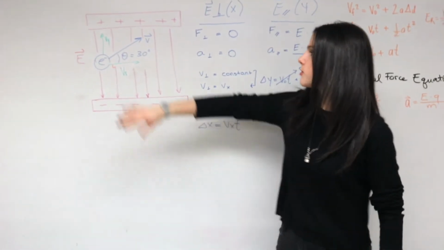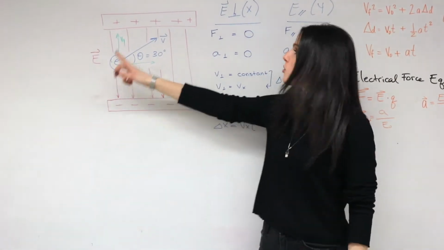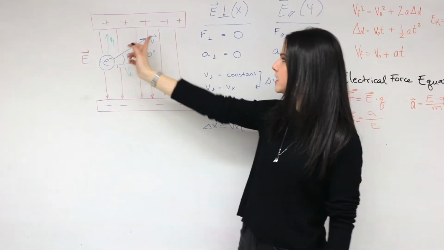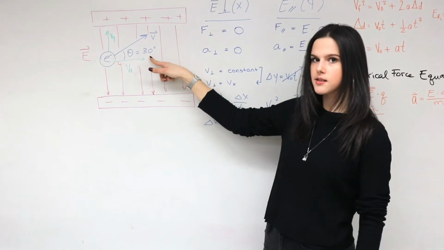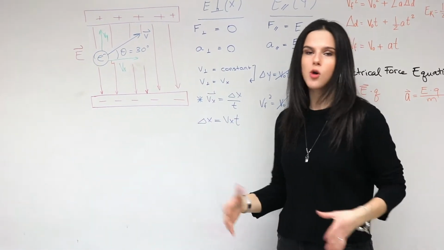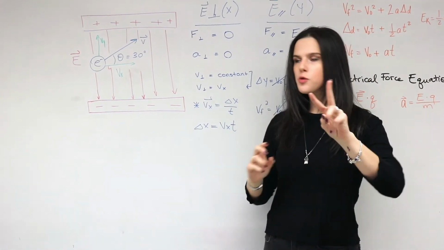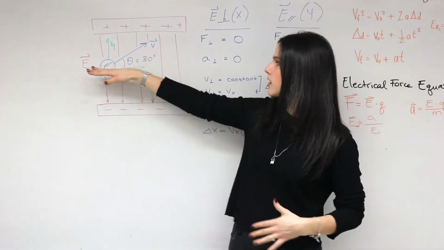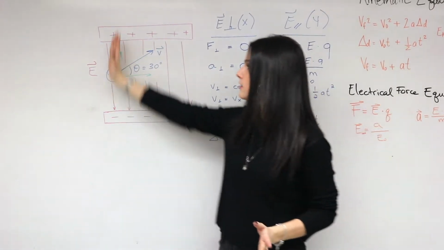So in this example, we have a negative charge, an electron, moving through an electric field which points in the negative y direction at a velocity v at a 30-degree angle to the x-axis. Before I explain anything, you have to understand that motion of almost anything occurs in two planes, in this case, the x and the y plane. The x plane is the horizontal plane, and the y plane is the vertical plane.